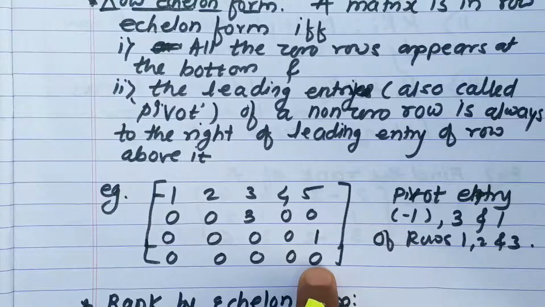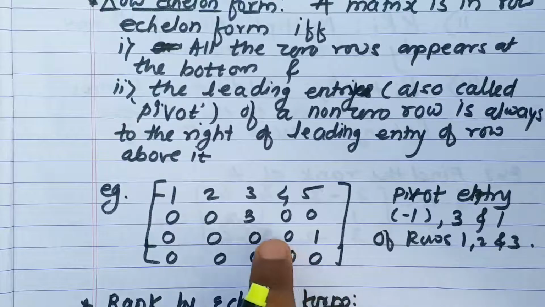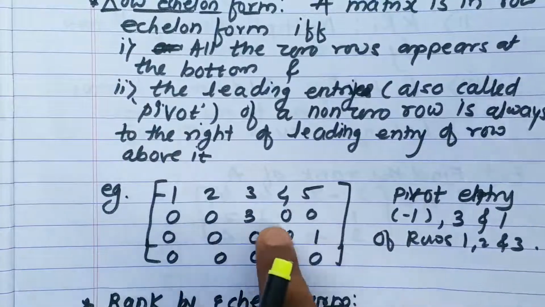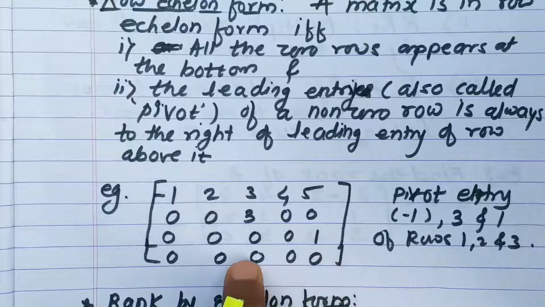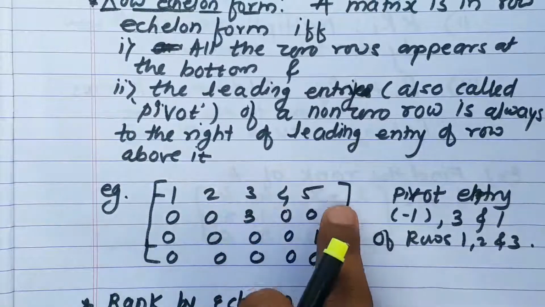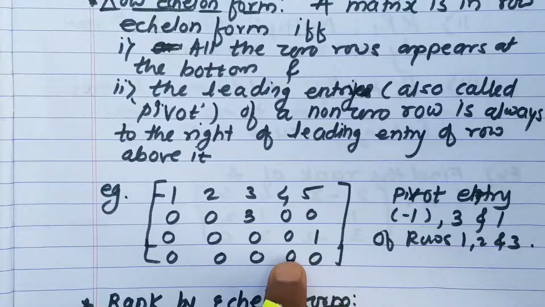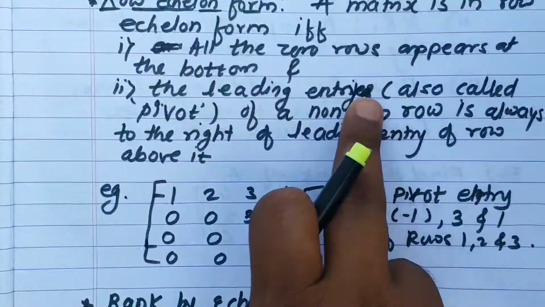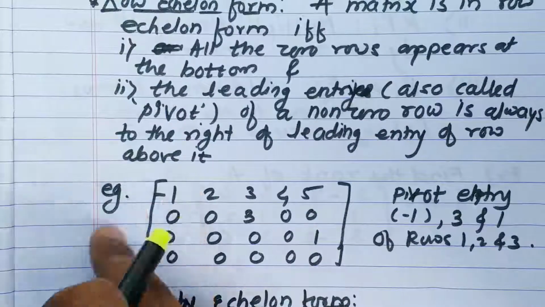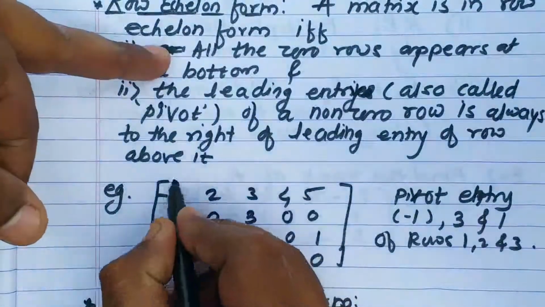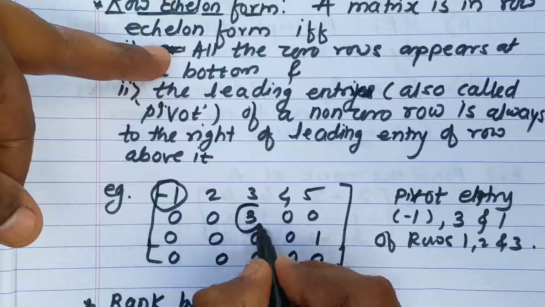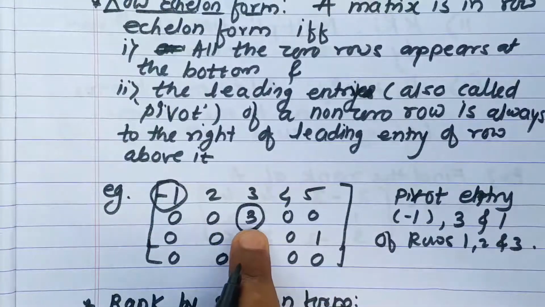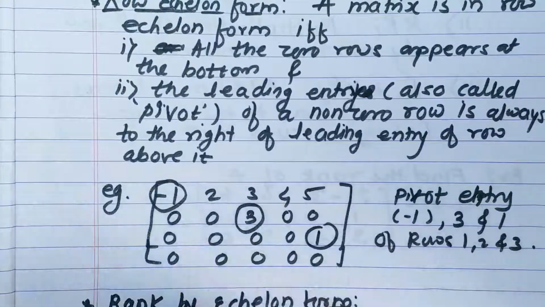Here we have the same situation, and there are three non-zero rows: row number 1, row number 2 and row number 3. All three rows are non-zero rows because every row contains at least one non-zero entry. Now we need to check their leading entry, meaning the pivot entry, starting from the left. This is the leading entry of the first row, meaning the first non-zero entry of that row. This is the leading entry of the second row, and this is the leading entry of the third row.